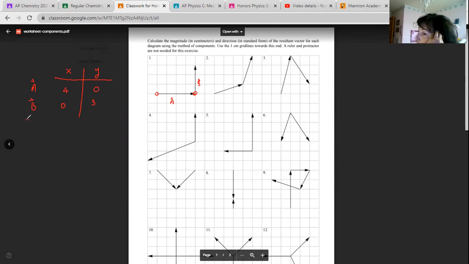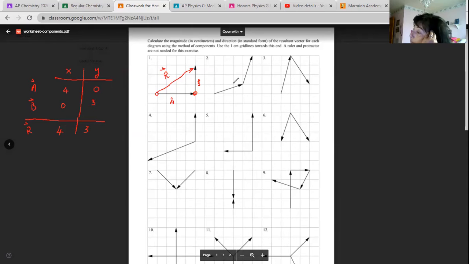Now, if I draw the line here, so if I add those components up, I will find the resultant vector having components 4, 3. So the vector 4, 3 is the one that has 4 east and 3 north. So this is going to be your vector R.